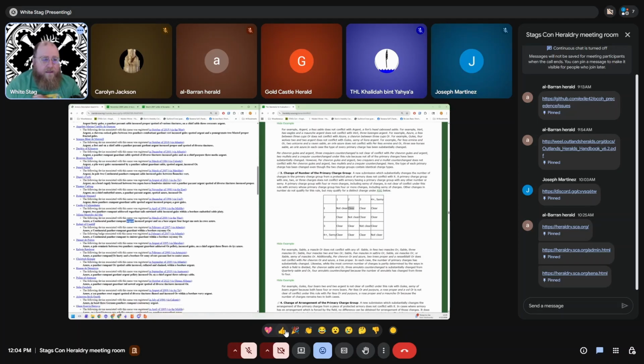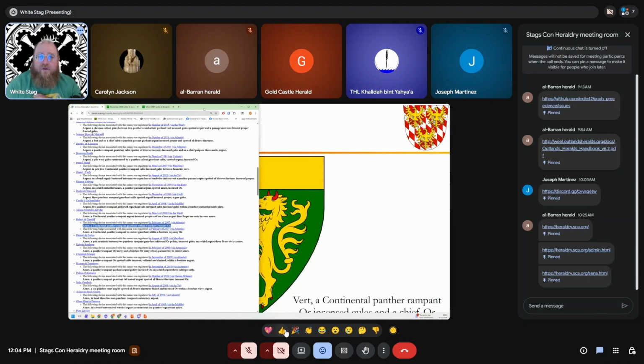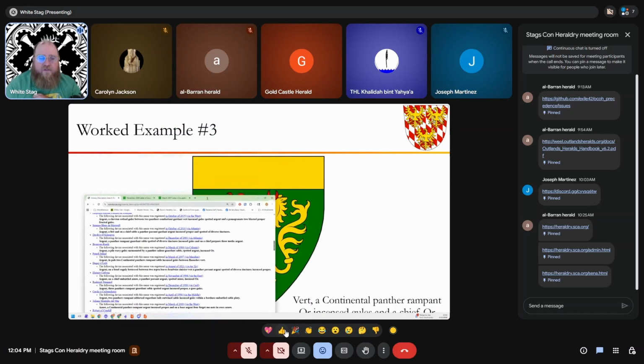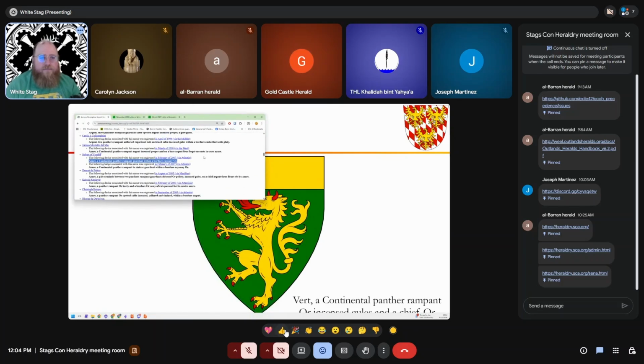Moving on. Argent, a Continental Panther Rampant; Azure, a Continental Panther Rampant Guardant within a border Rayonny Or. Okay, so now let's think about this one. So we're going to make this a little smaller so we can compare. So who wants to think through the DCs here? Do you want me to talk through this, or does anyone want to talk through it themselves? I'm happy to do either.